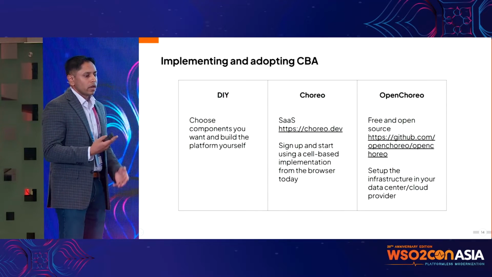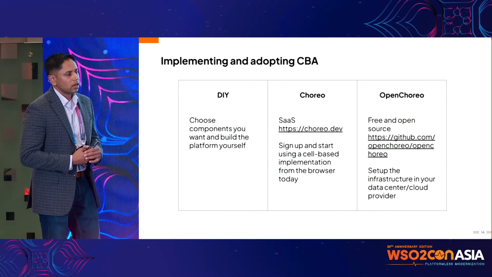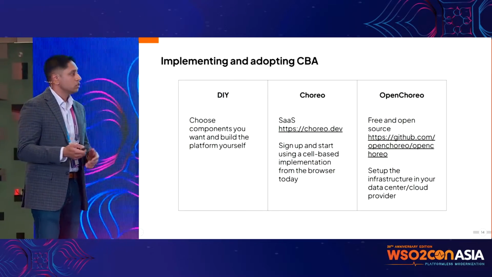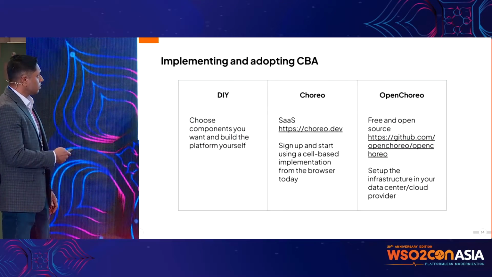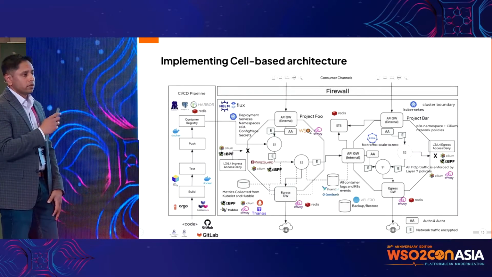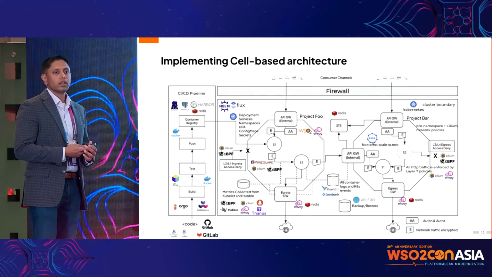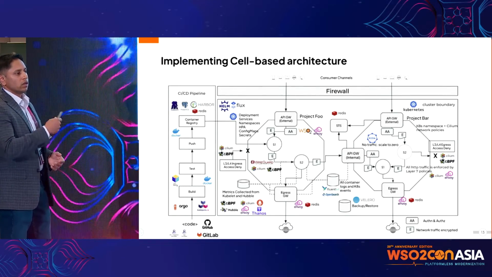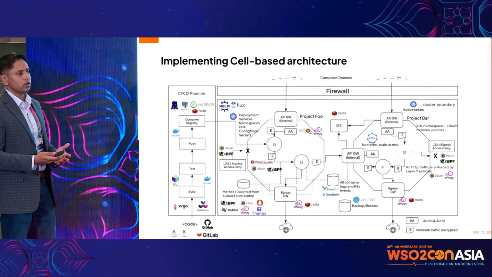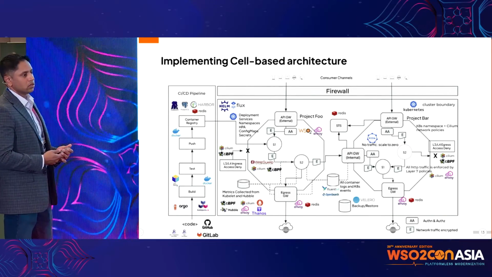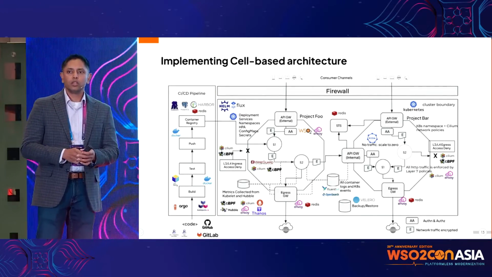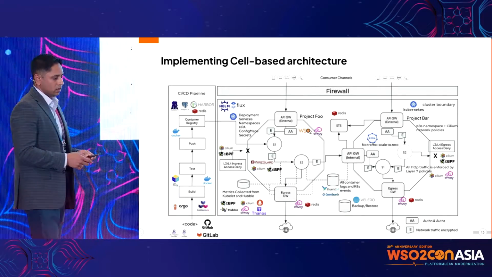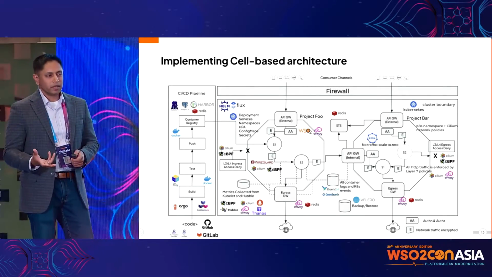If you want to adopt cell-based architecture, there are several approaches. First, you can do it yourself. Based on this reference architecture, you can pick and choose the components you want. If you want a different gateway, you can use a different gateway. If you want a different monitoring solution, you can use that. But ultimately, at the end of the day, you are going to end up with a similar architecture that models this one. So it's not going to be simpler.